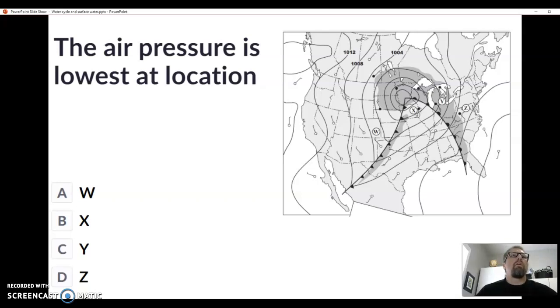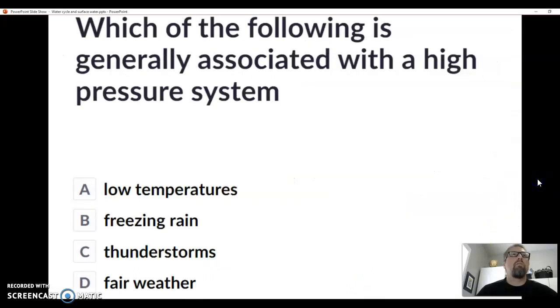Alright, so the place with the lowest air pressure would be X. That's the center of our low, and X is oriented closest to that, looking at the isobar, so X would have the lowest. Which of the following is generally associated with a high pressure system? All right, recall that generally speaking, D, fair weather, is associated with a high.